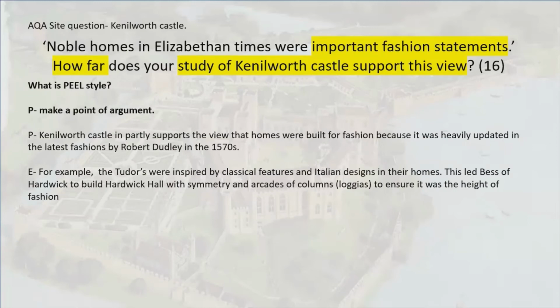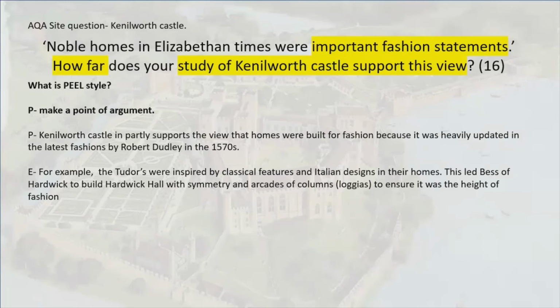Okay, so I've given an example here. So for example, the Tudors were inspired by classical features and Italian designs in their homes. This led Bess of Hardwick to build Hardwick Hall with symmetry and an arcade of columns called loggias to ensure it was the height of fashion. Okay, so you could talk about Tudor homes in general.